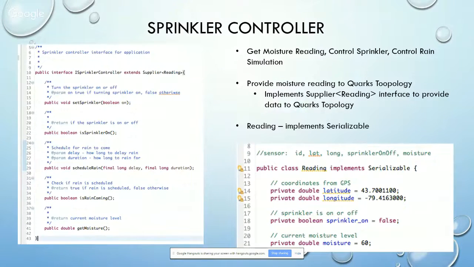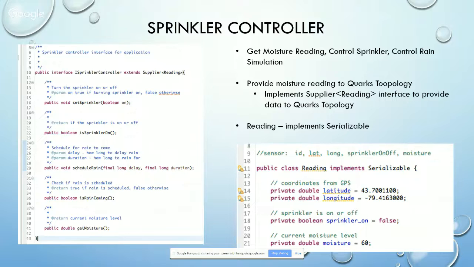To write the sprinkler controller, I created the sprinkler controller interface. The job of the sprinkler controller is to gather the moisture reading from the moisture sensor, allowing us to control the buzzer on and off, and also control the rain simulation. For us to be able to get the moisture sensor reading into the Quarks topology, the controller needs to implement the supplier reading API. So it allows us to provide a reading into the Quarks topology so that we can analyze it locally.